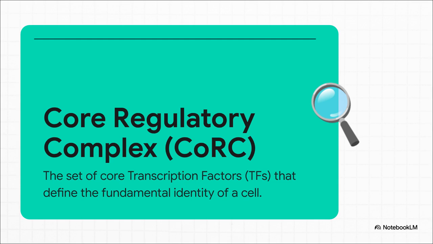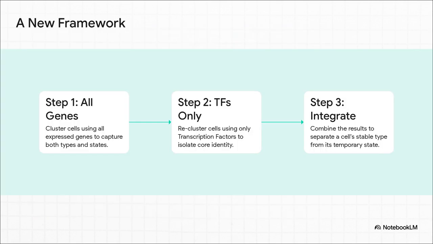They're the proteins that control which other genes get turned on or off. And that's what really defines what a cell is at its core. So here's how their approach works in practice. First, you analyze the cells the old way, looking at all their genes. And that gives you a messy map that has both the stable types and the temporary states all jumbled together.